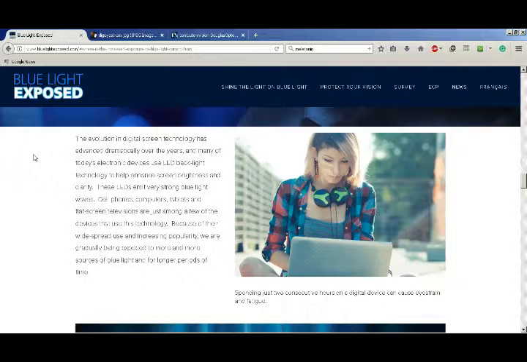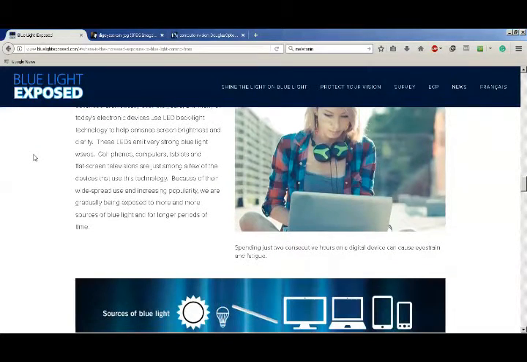These LEDs emit very strong blue light waves. Cell phones, computers, tablets, and flat screen televisions are just among a few of the devices that use this technology. Because of their widespread use and increasing popularity, we are gradually being exposed to more and more sources of blue light and for longer periods of time. Spending just 2 consecutive hours on a digital device can cause eye strain and fatigue.